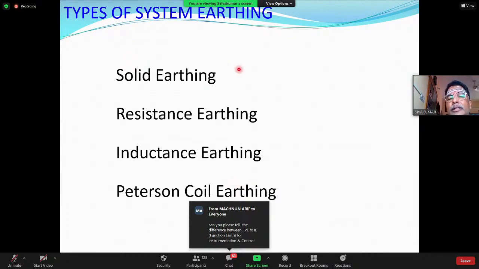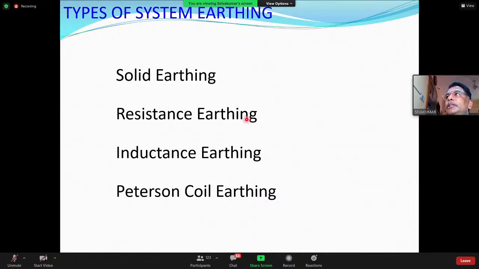So what is solid? There are four types of system. It could be solid earthing, resistance earthing, inductance earthing, or Peterson coil earthing. The last three are generally called impedance earthing.